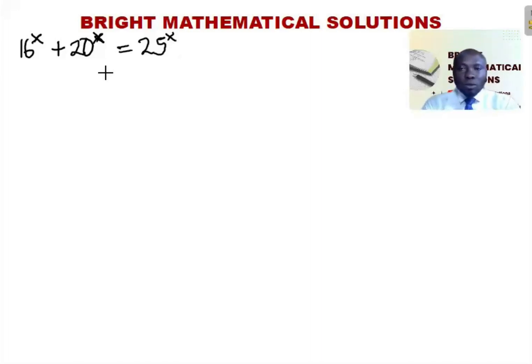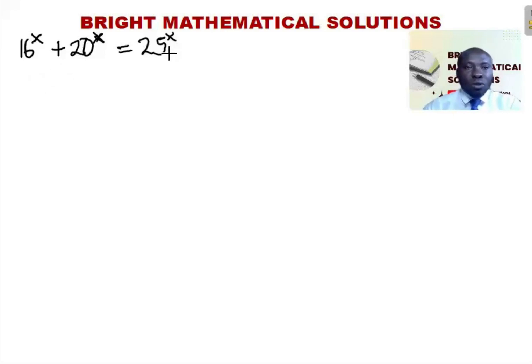Let us look at this Olympiad Mathematics together, which says 16 raised to the power of x plus 20 raised to the power of x equals 25 raised to the power of x. Now recall the sign we have in between them is plus, not multiplication. So you need to be very careful whenever you have questions like this. Now let us get into the solution.